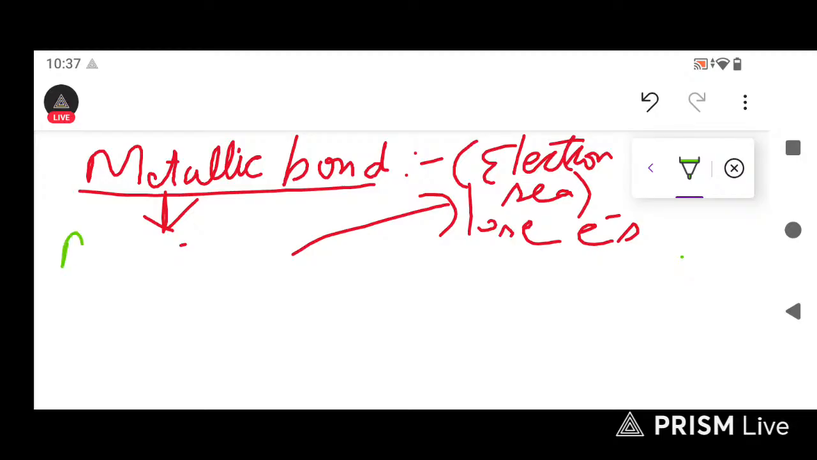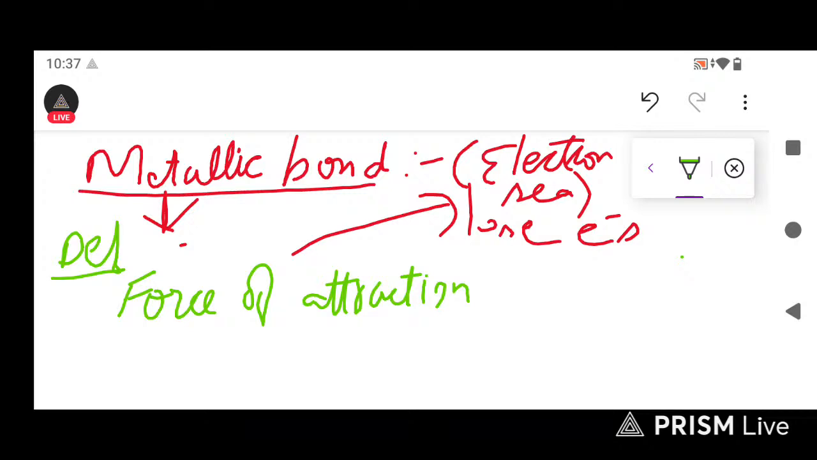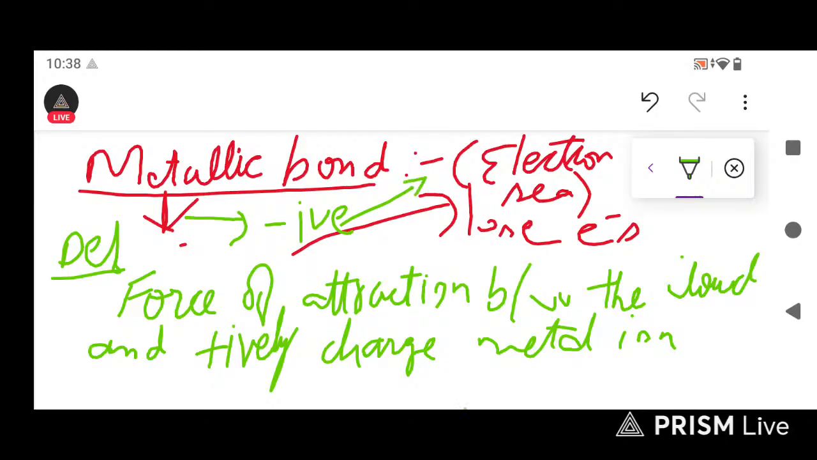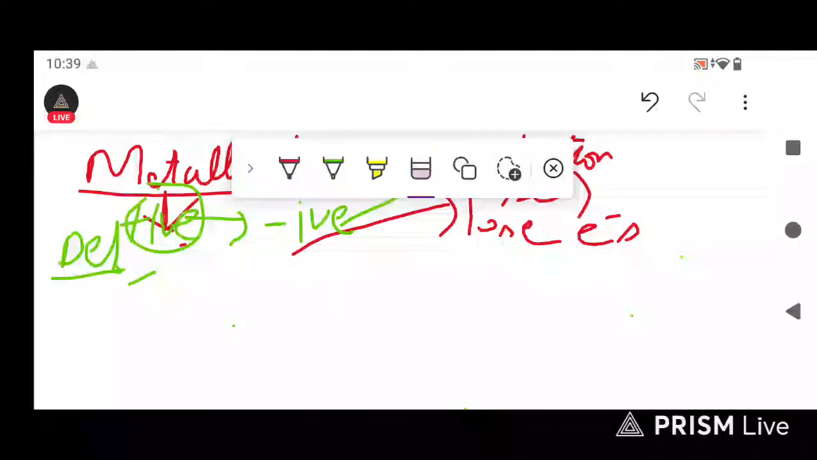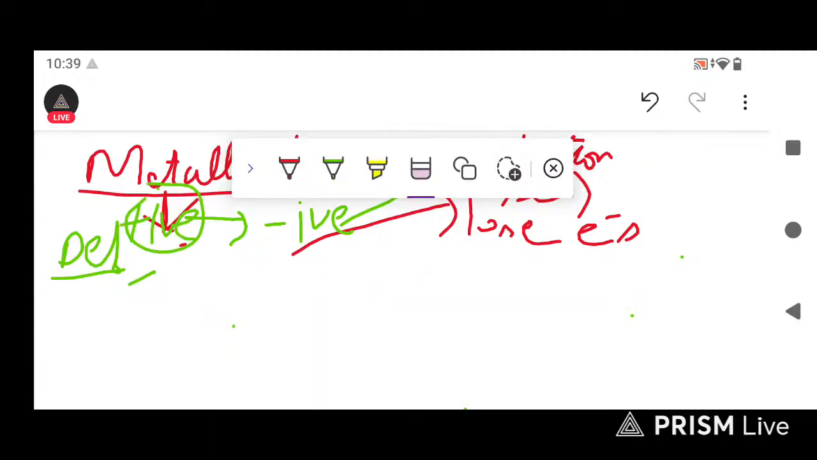So let's move towards the force of attraction. Electron has a negative charge, so when it is lost, the atom has a positive charge. So how can we identify that metal? We identify that metal by defining its strength. So what is the strength of the metallic bond?